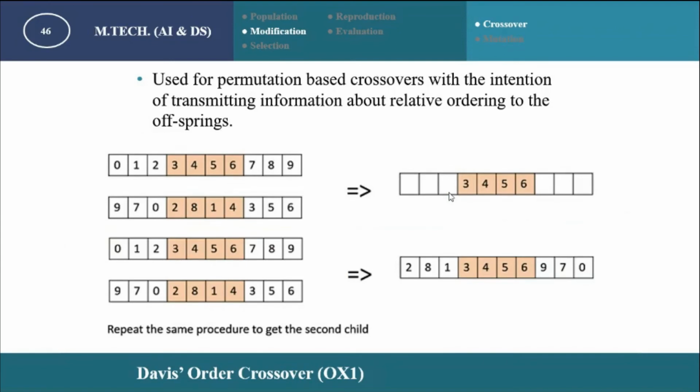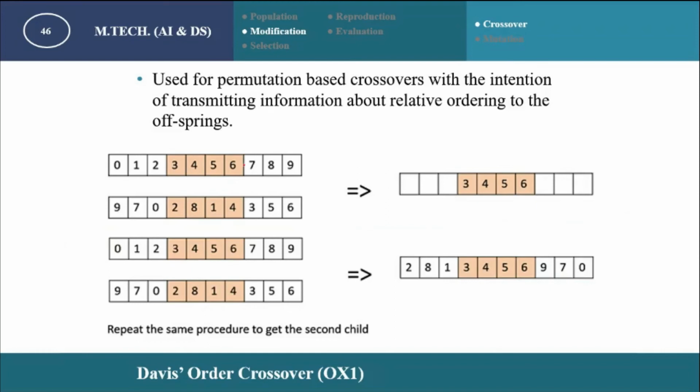Then the next one is Davis order crossover, also known as order 1 crossover. How is this done? This is done in a special way. It is a permutation based crossover. In the case of permutation based chromosome representations, this particular crossover is very useful, because after the crossover none of the elements will be repeating.